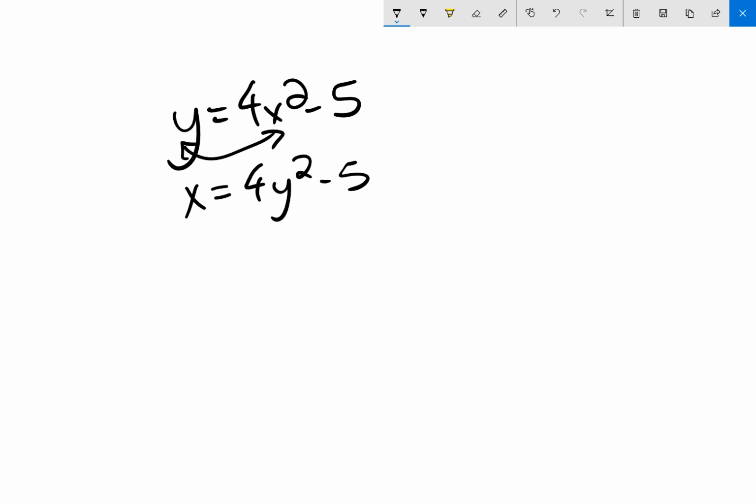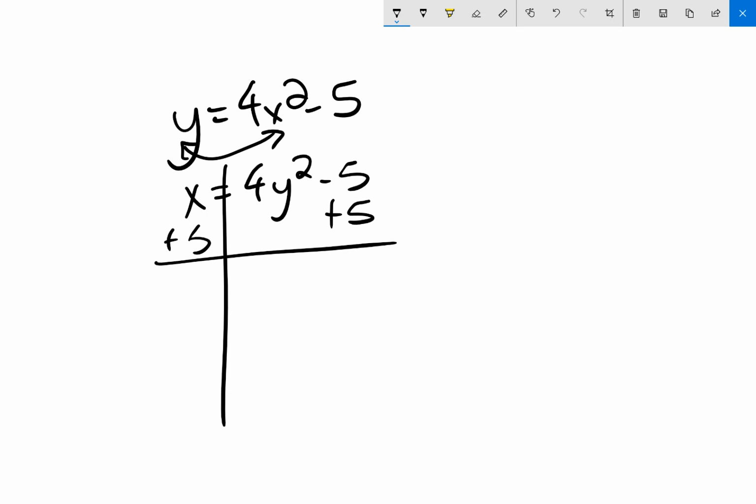That's pretty good. All right, now you've got a couple things to work on here. You've got to get the y by itself. So just like the last problem as well, you've got two terms. We're going to focus on getting rid of the term that doesn't have the y, which is the 5. Let's get rid of this first. Add that 5 to both sides. So on the right side, it cancels out. So the right side will just be 4y squared. On the left side, I have x plus 5.